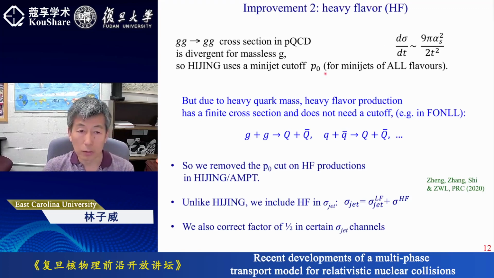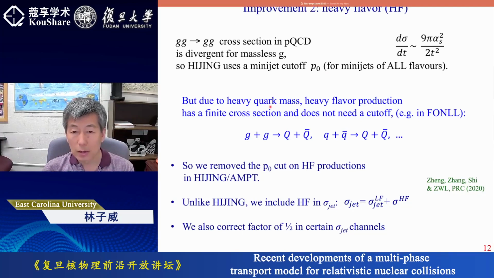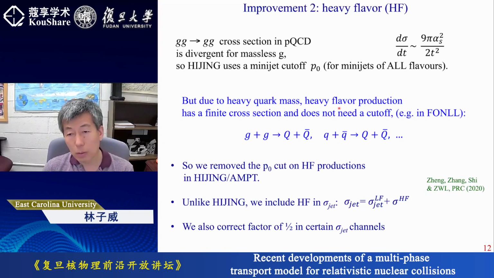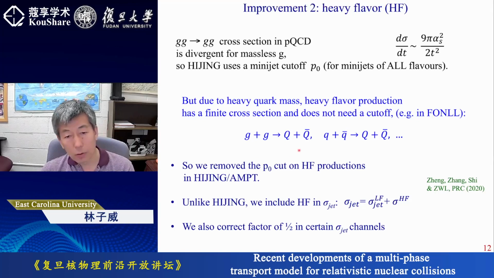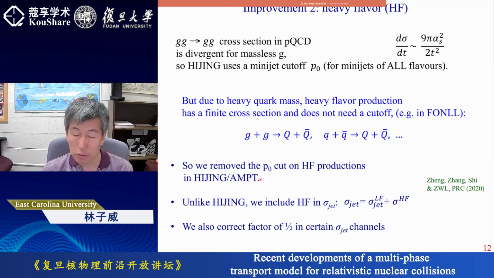for massless partons. However, for heavy quark production, because of the finite heavy quark mass, the production cross-section is already finite. Therefore, you don't need a cutoff. Also, in popular approaches like the funnel approach for heavy quark production, there's no cutoff for transverse momentum. Therefore, we have removed the P0 cutoff in HIJING, which is the initial condition for AMPT, for heavy flavor production.